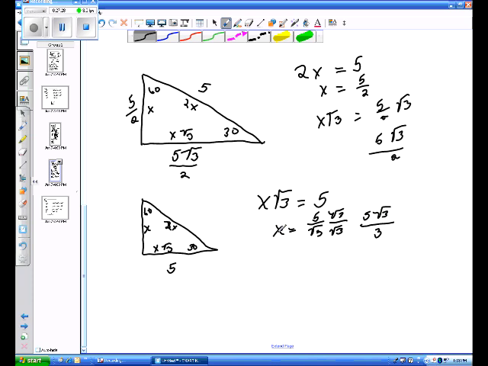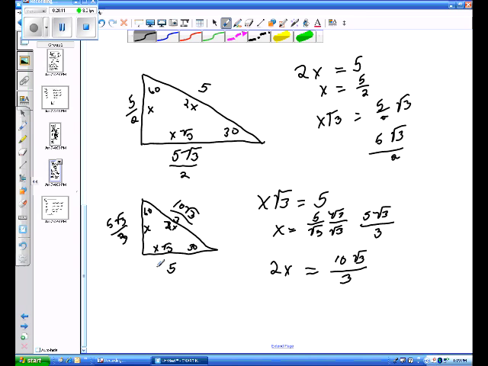And so we have x square roots of 3. We now know that x is 5 square roots of 3 over 3. And our hypotenuse is 2x, so it's going to be 2 times that, so it would be 10 square roots of 3 over 3. So our hypotenuse is 10 square roots of 3 over 3. So by knowing one side, then we're able to solve for all the others.